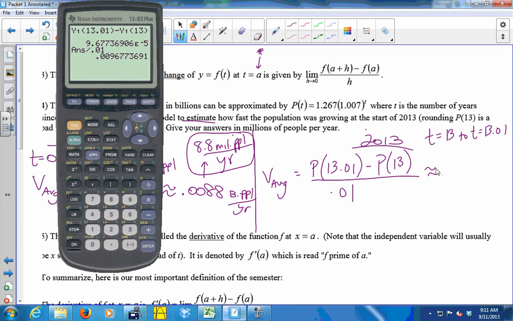0.009677. And again, that's in billions of people per year. Move the decimal 3 to the right. So I get 9.677 million people per year.